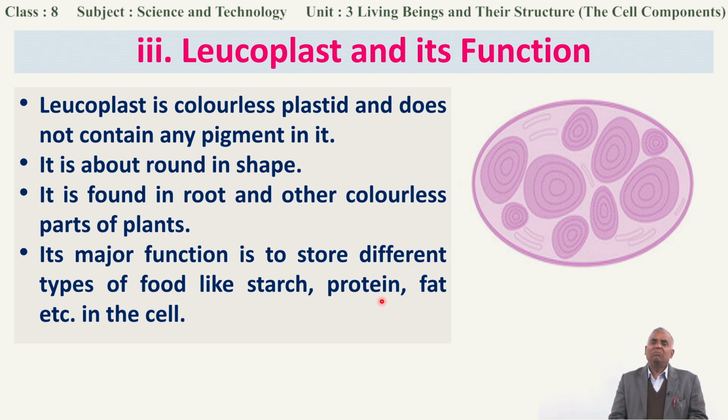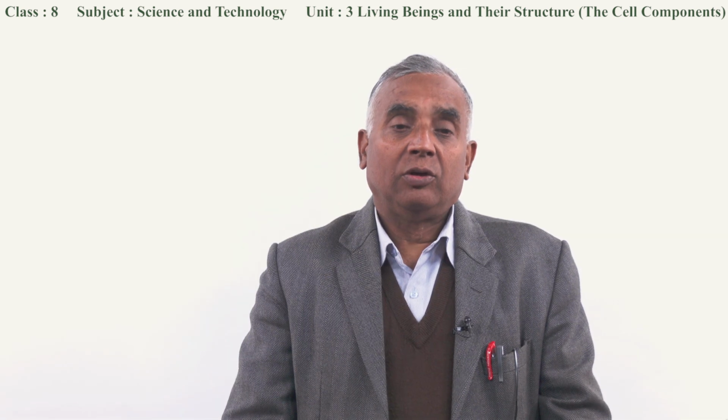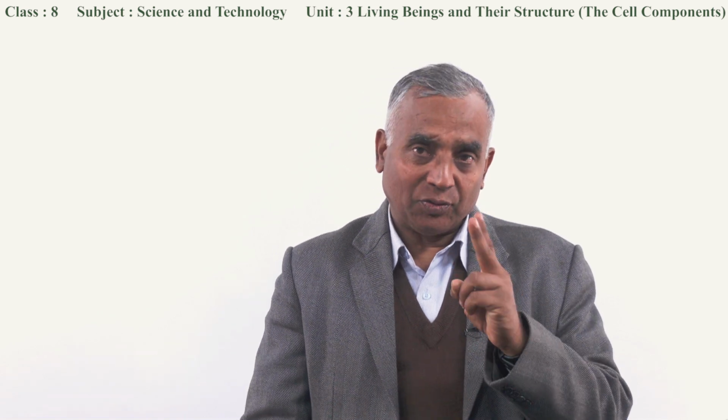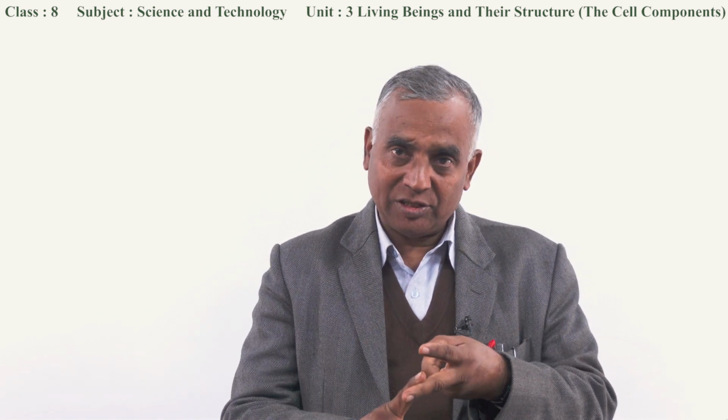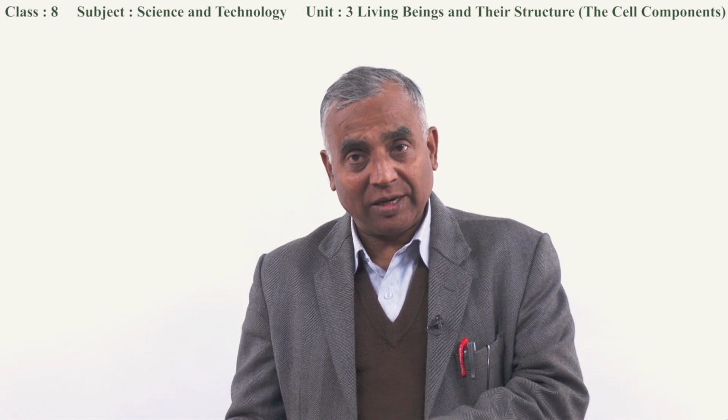Okay. So anyway, they are concerned with what? Storage of different types of food. Okay. So in this way we have finished two cell components till now, mitochondria and plastid with their types.